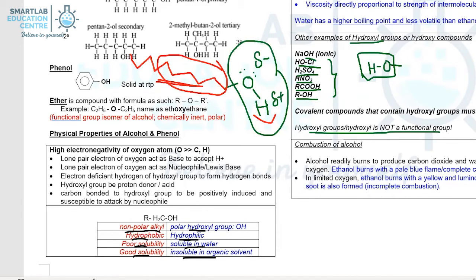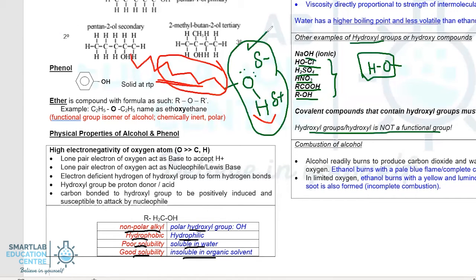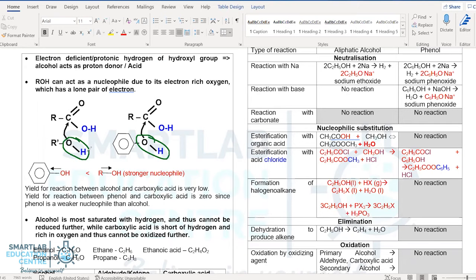Conversely, if you have an alcohol molecule which is pretty small, then the physical properties will be primarily dominated by the hydroxyl group, which means the molecule will be polar and hydrophilic, able to dissolve in water, insoluble in organic solvent. Let's take a look at how the hydroxyl group affects the chemical properties of alcohol and phenol.